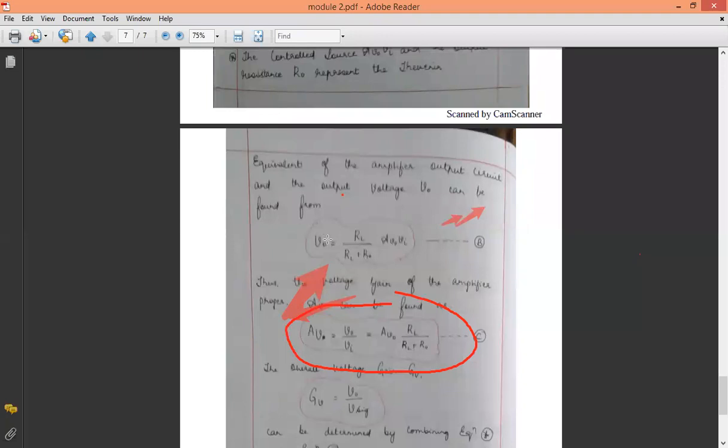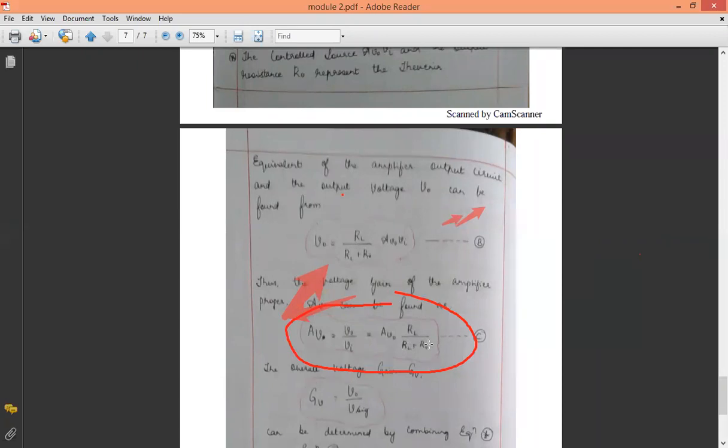Okay, I repeat, you will get the output voltage V naught by applying the voltage divider rule for the above circuitry. Bring this Vi to the denominator. V naught by Vi represents AV. This is known as the voltage gain AV. So voltage gain AV is equal to AV naught into RL by RL plus R naught.